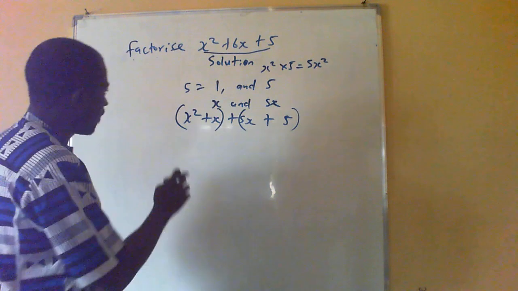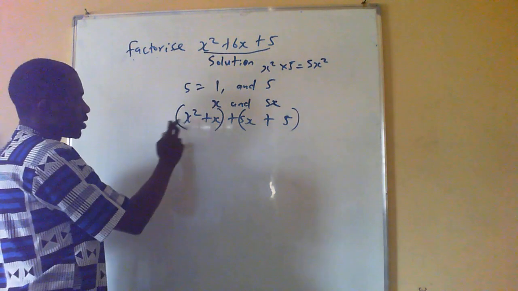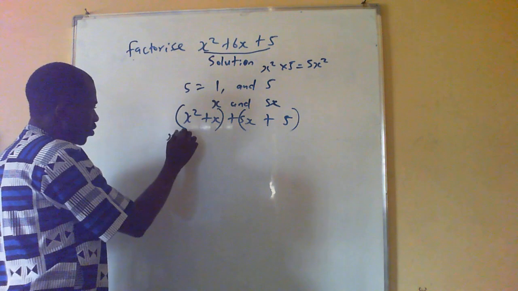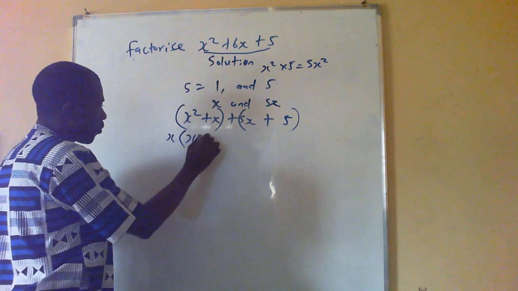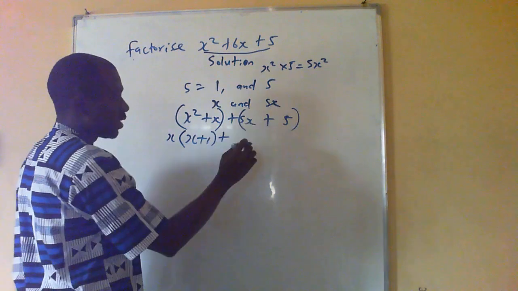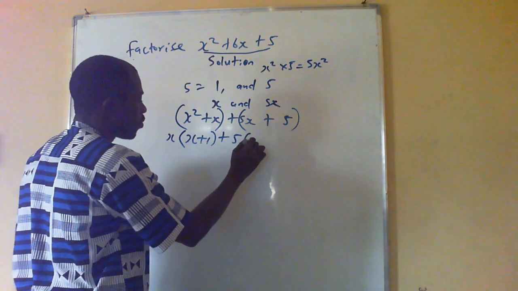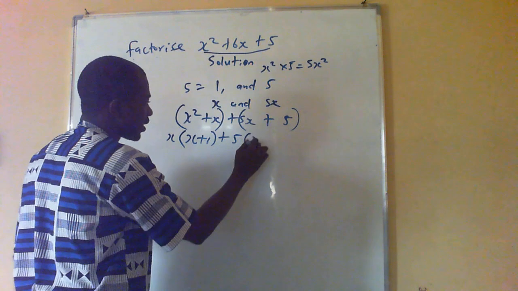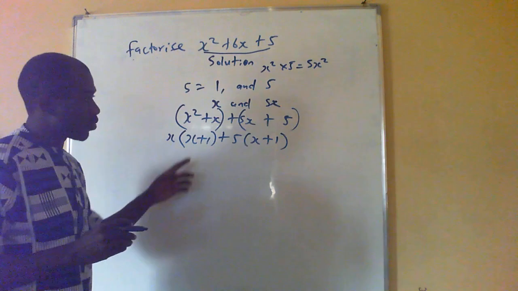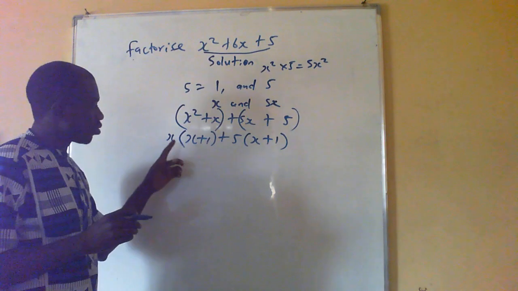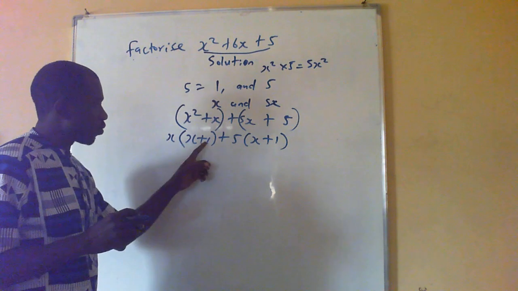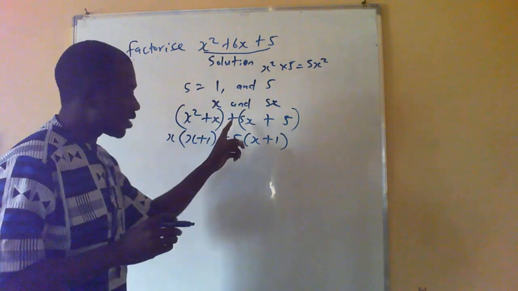If you check very well, the common factor here is x. You write it outside, open bracket x plus 1 close bracket. Now to find out whether what I wrote is true, if you multiply this by this, you get x squared. If you multiply x with 1, you get x.